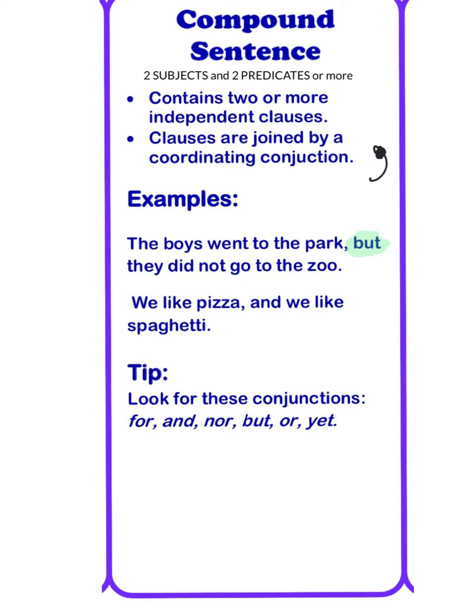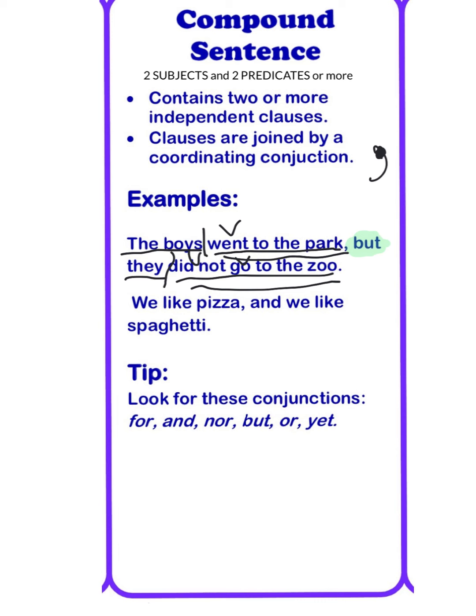Then if we look at our sentence, the boys went to the park, the first simple sentence. Went would be our verb. The boys is your complete subject. Went to the park is your complete predicate. The next sentence, they did not go to the zoo. Did would be our helping verb. Go would be our verb. So they would be our complete subject here. Did not go to the zoo would be our complete predicate. So there we prove that we have two simple sentences joined together with a comma and our coordinating conjunction or fanboy word.